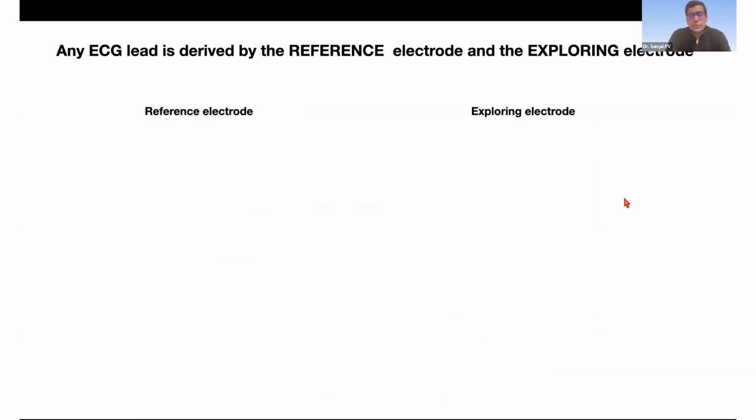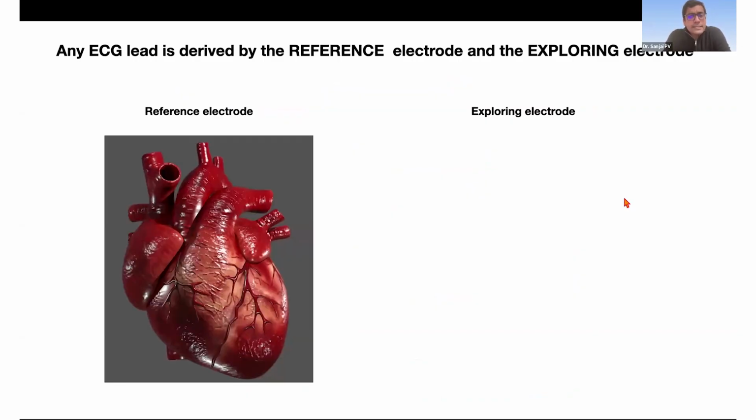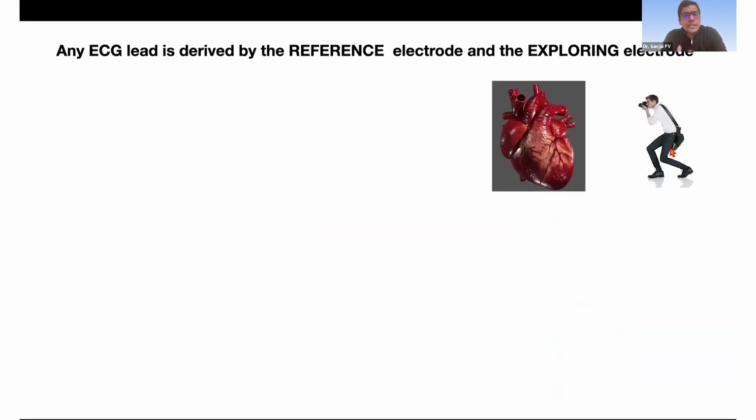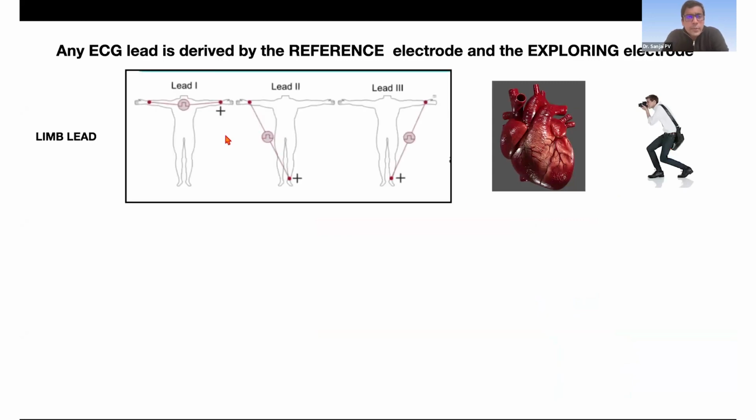Before that, I just want you, the young cardiologists, to understand how an ECG lead is derived. For any lead derived from the ECG, the reference electrode is basically what the exploring electrode is looking at. So it's like a cameraman taking a click of the heart in a particular orientation. You have the limb leads where the exploring electrode for lead 1 would be the left arm. For lead 2 and lead 3, the exploring electrode would be the left lower limb, whereas the reference electrode would be the other arms.